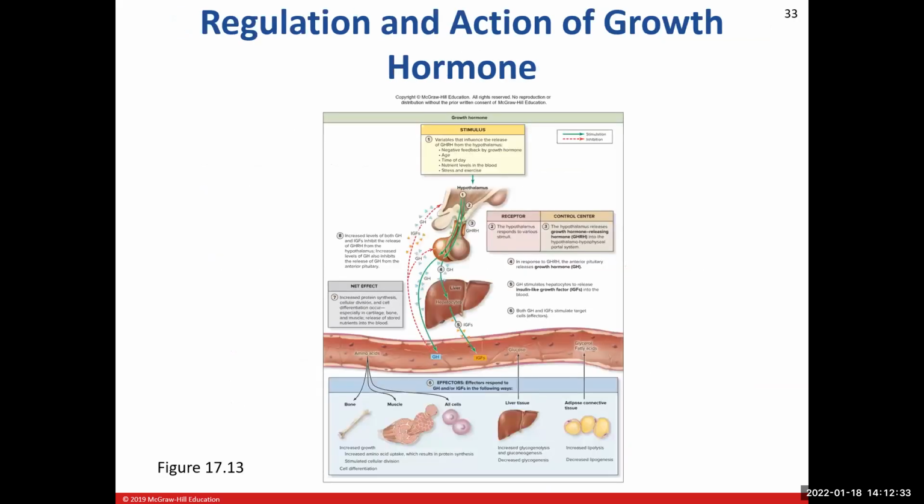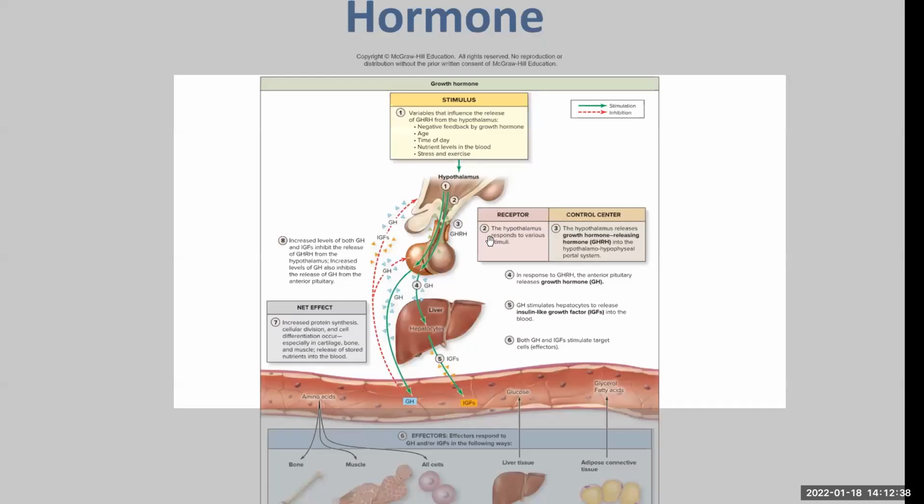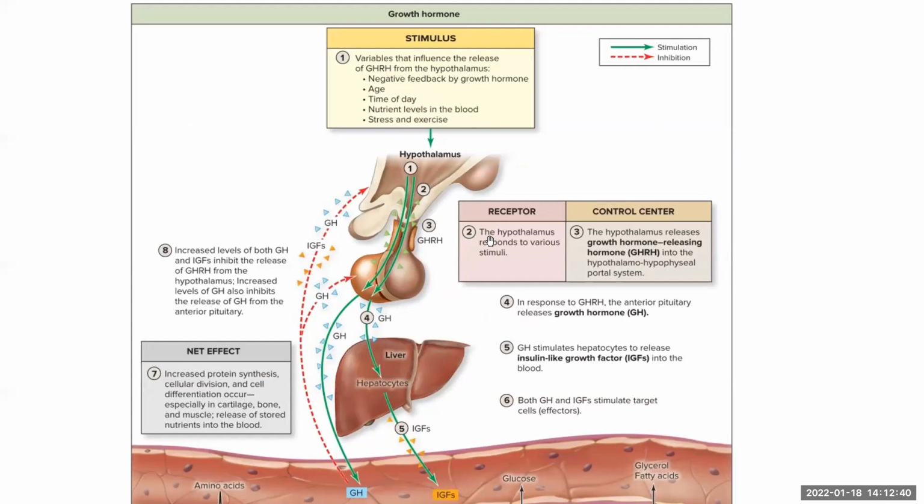So this picture here is an awesome picture. I would suggest that you look at all of these figures as you go through each and every individual hormone in this chapter. Starting off here with our stimulus: how old we are, what time of day it is, what the nutrient levels are in the blood, and of course, stress and exercise. And of course, let's not forget negative feedback. Recall the negative feedback loop is when our response to a stimulus is always going to be in the opposite direction of whatever that stimulus was.